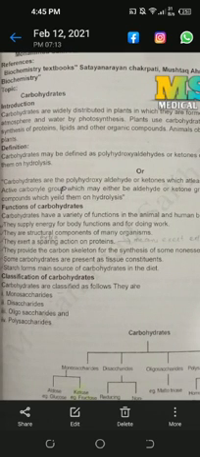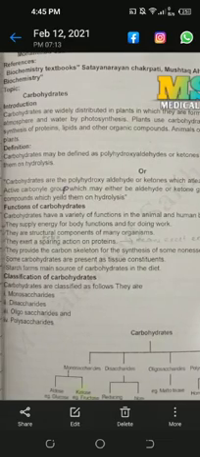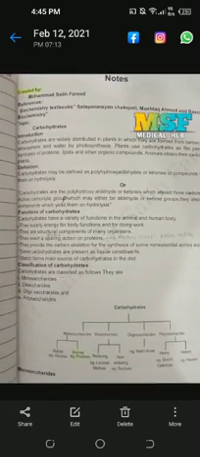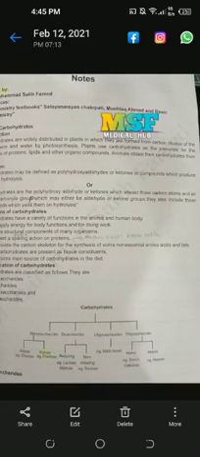Classification of carbohydrates. Carbohydrates are classified into monosaccharides, disaccharides, oligosaccharides and polysaccharides. This is a table flow sheet. You see this.